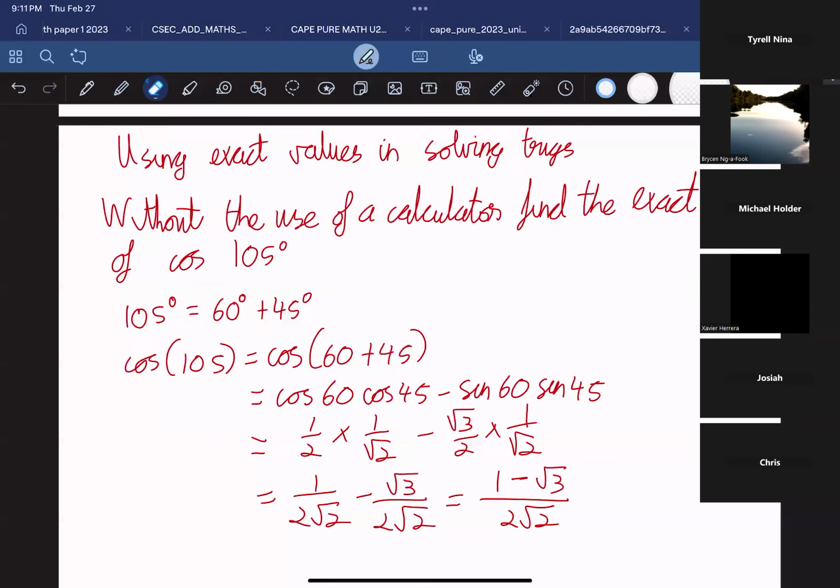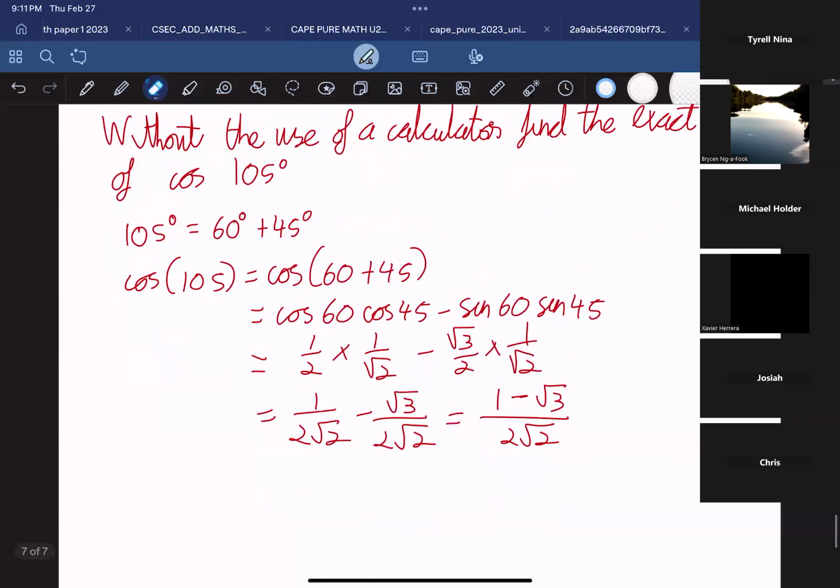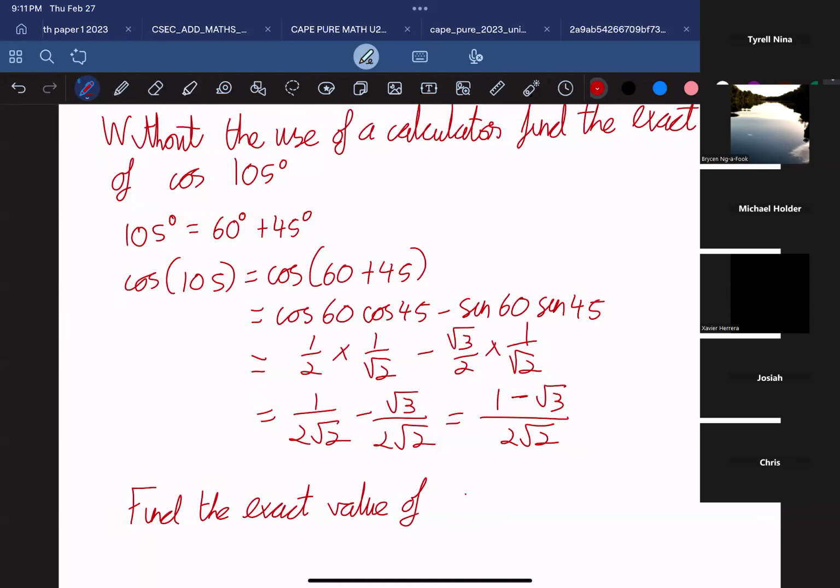So just y'all try it. Now try this one. Find the exact value of sine 15 degrees. Try that one.